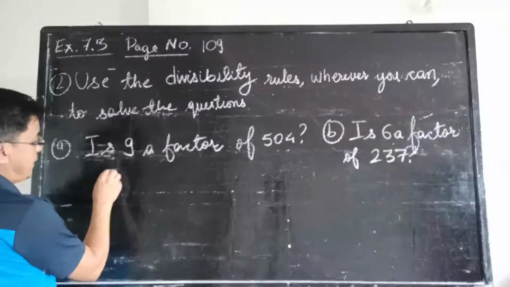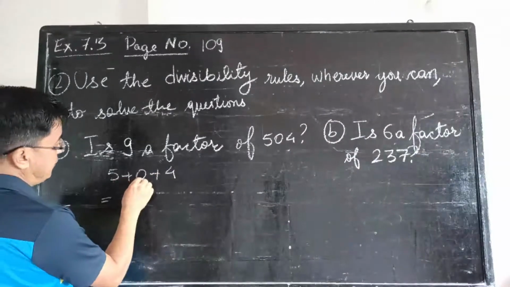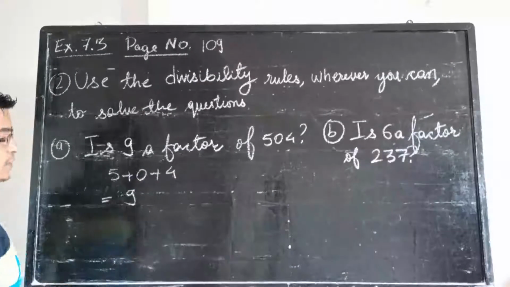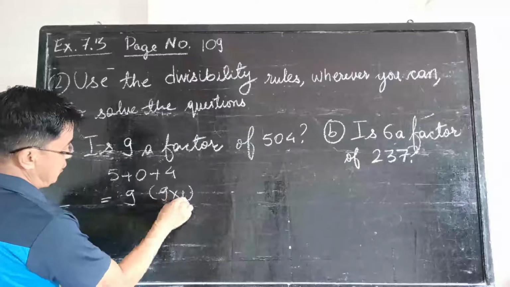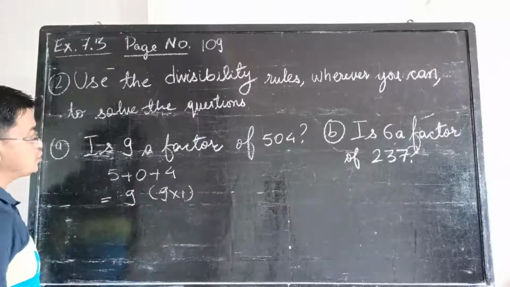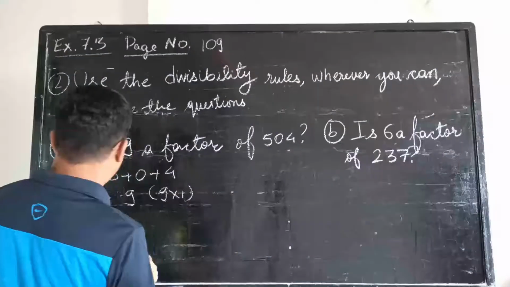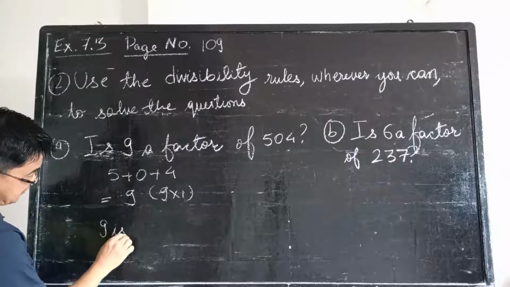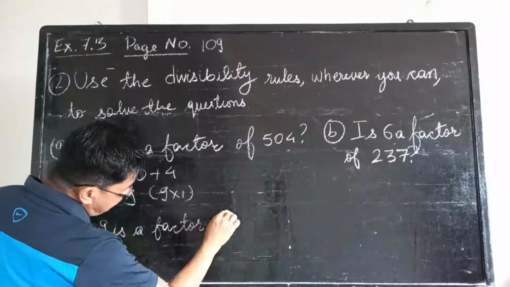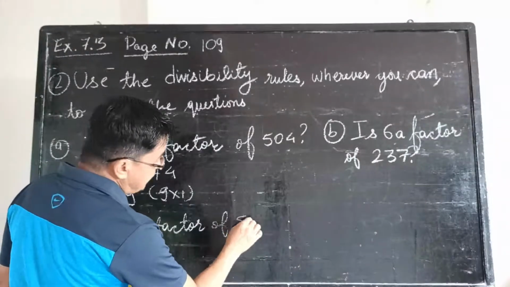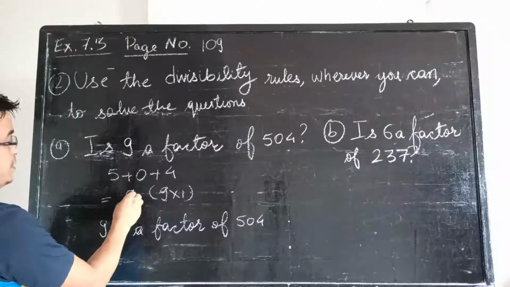So we add 5 plus 0 plus 4. 5 plus 0, 5. 5 plus 4, 9. So 9 can be divided by 9. You know, 9 ones are 9. So 9 is a factor of 504. So the answer is 9 is a factor of 504, since 504 can be divided by 9 because its digit sum can be divided by 9.